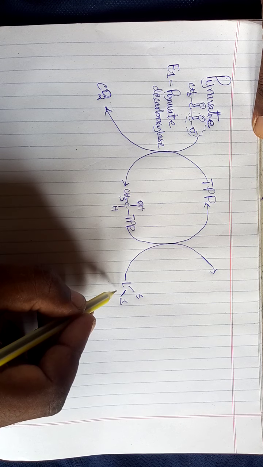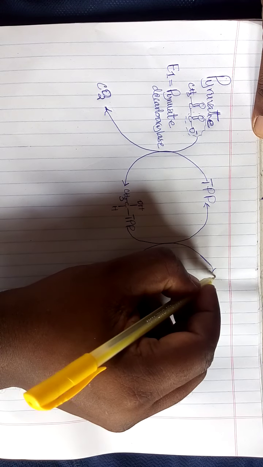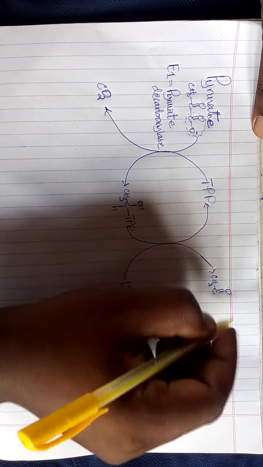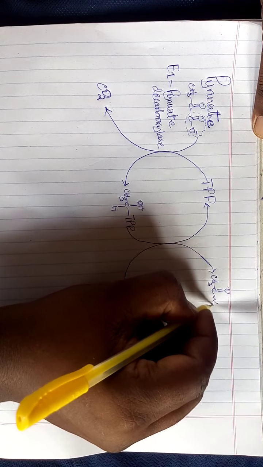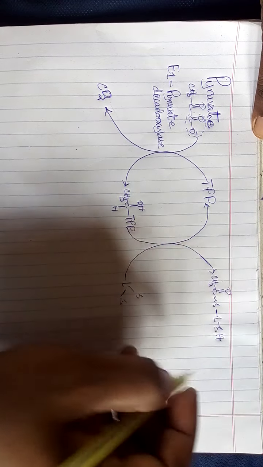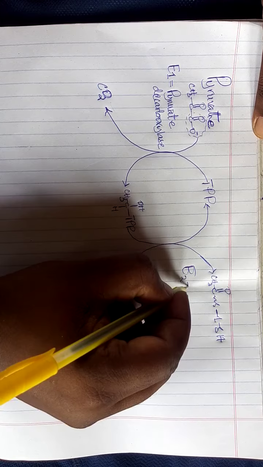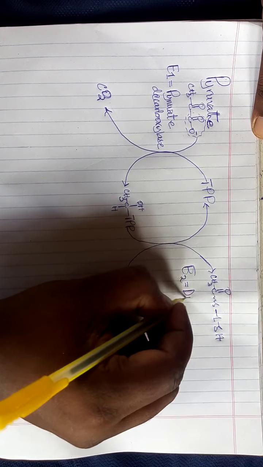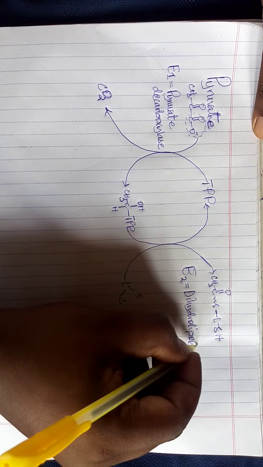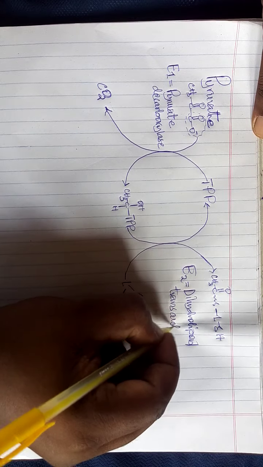Then the thiamine pyrophosphate will keep on recycling, while the so formed hydroxyethyl combines with lipoic acid, the oxidized form of lipoic acid, to form acetyl lipoic acid, like this, under component 2, which is E2, known as dihydrolipoyl transacetylase.